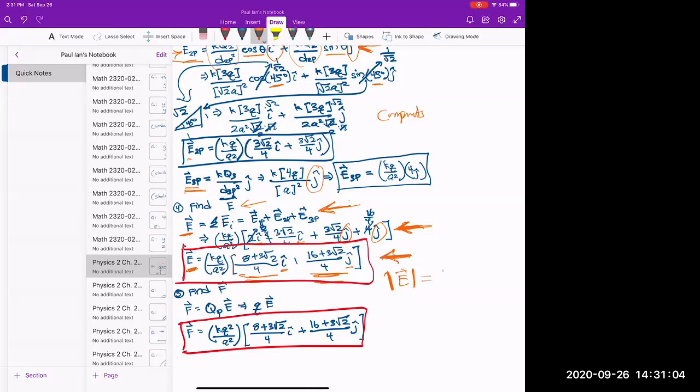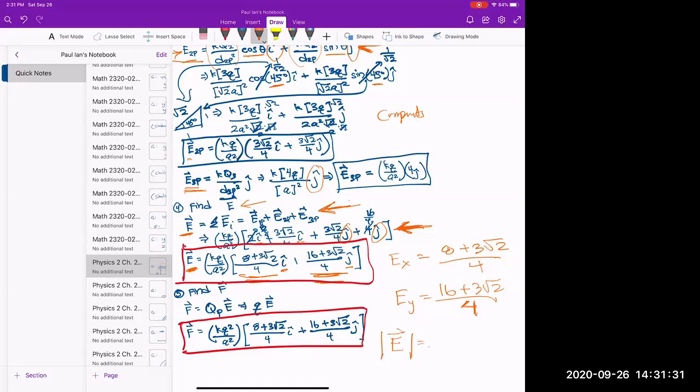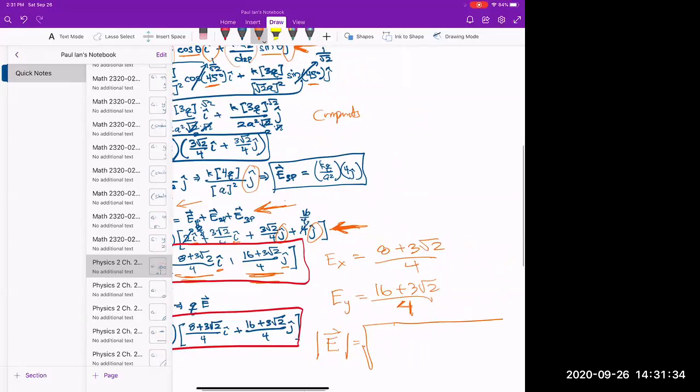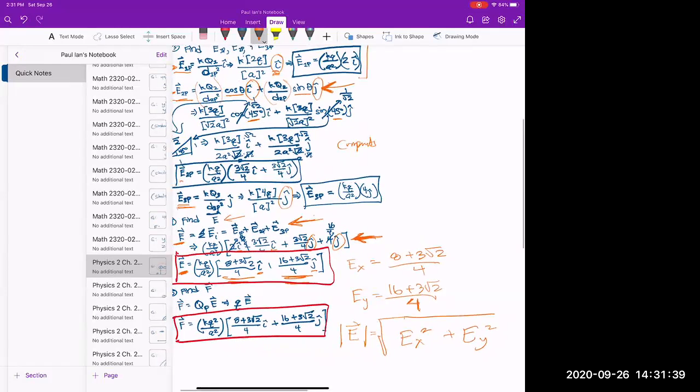And then if you do get asked for the magnitude, let me just rewrite this so that it's simpler to see. So E of x, from this, is just 8 plus 3 root 2 over 4, and E of y is 16 plus 3 root 2 over 4, right? And then if you were asked for the magnitude, it would just be the square root of the squares of those. And that's the actual magnitude.